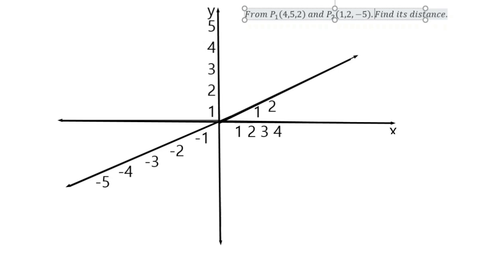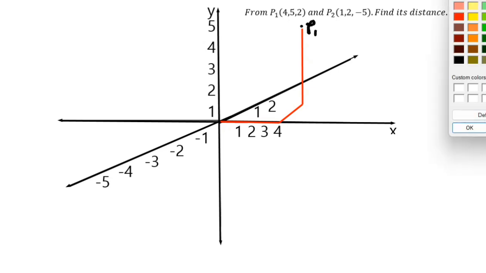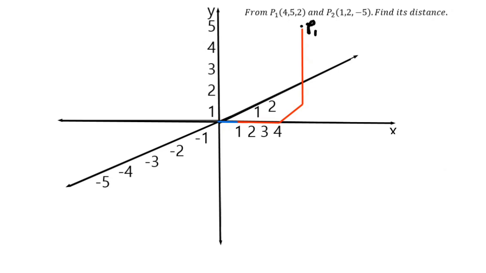Now let's try this example problem. From point 1, which is (1, 2, 2)... and point 2, which is (1, 2, negative 5), find its distance. So first, let's just plot it. It looks like our point 1 is going to be here. Now let's look for the other point. We have a height of 5, so it is around here. Okay, so this is the distance between them.